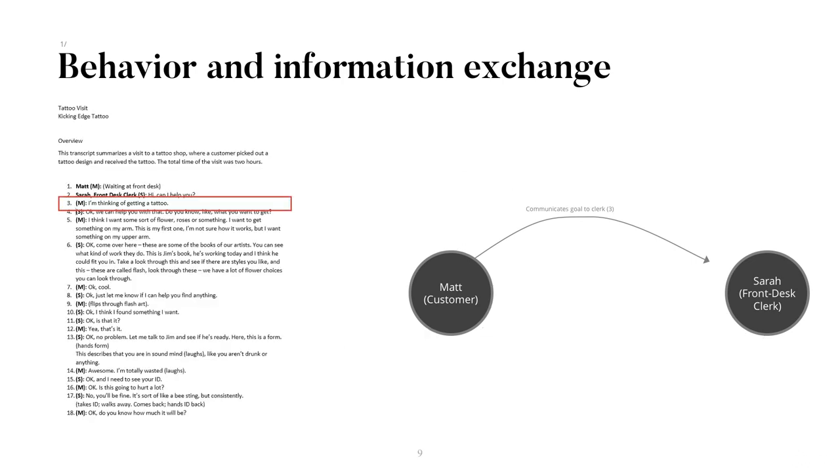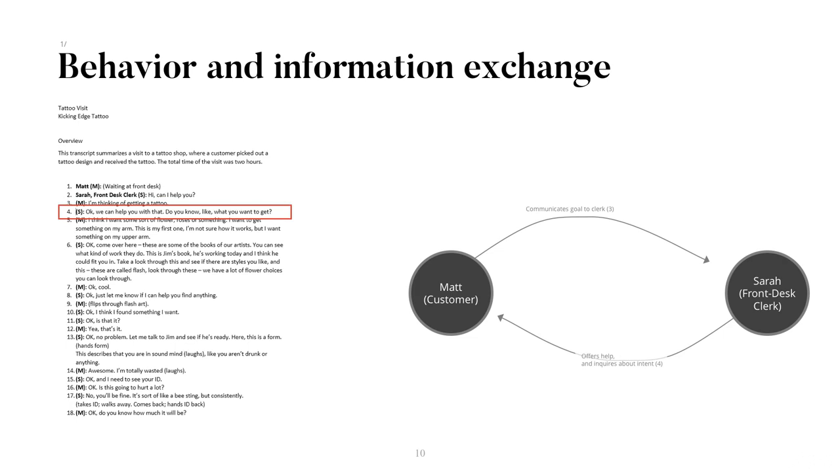The way that this is built is by moving through the entire transcript line by line. As we read the transcript here, we can see on line 3, the participant Matt says, "I'm thinking of getting a tattoo." And he says it to Sarah, the front desk clerk. So what you'll see here is a diagrammatic representation of what's starting to emerge in the service. We have 2 bubbles, one of Matt, one of Sarah, and we have a connection point between those 2.